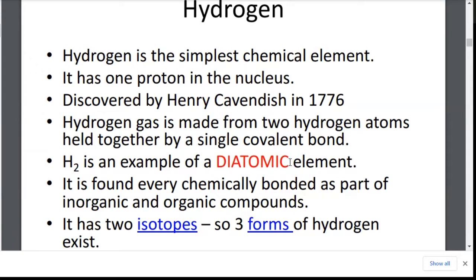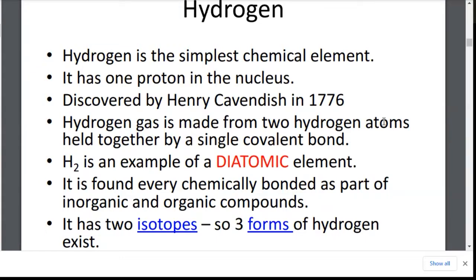It's found everywhere, chemically bonded as part of what are called inorganic and organic compounds. For those of you that were at the session last month on climate change, there's a very quick definition of what we mean by inorganic and organic compounds.